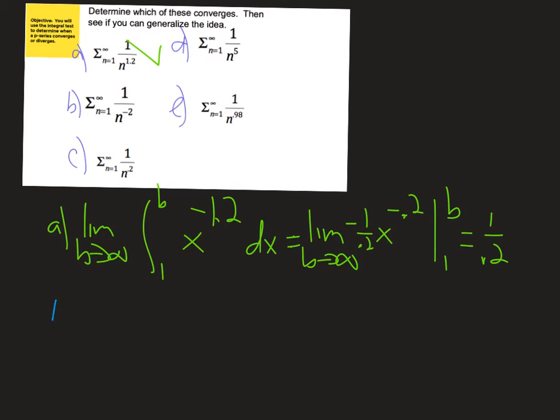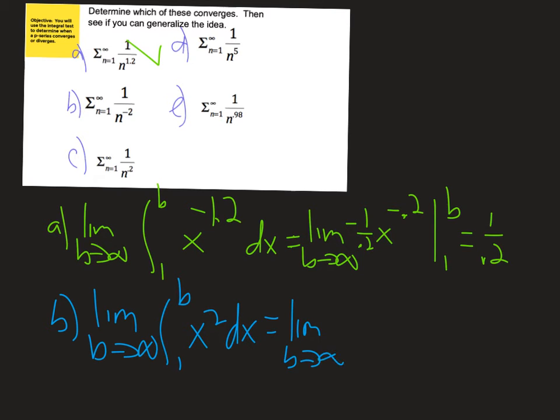For B, just jump to the integral, silly. I'm going to integrate the limit as b goes to infinity of the integral from 1 to b of x squared dx. Oh goodness, the limit as b goes to infinity of x cubed over 3 from 1 to b, that's going to blow up, so that one diverges. I'm going to mark it with an X if it diverges.